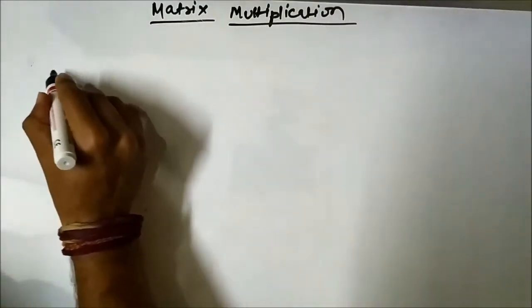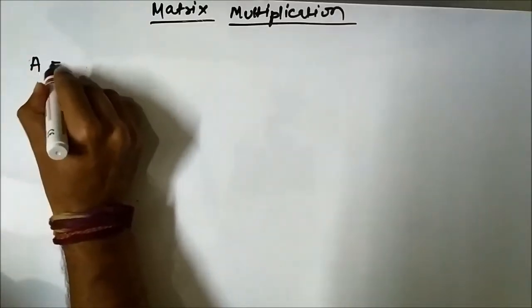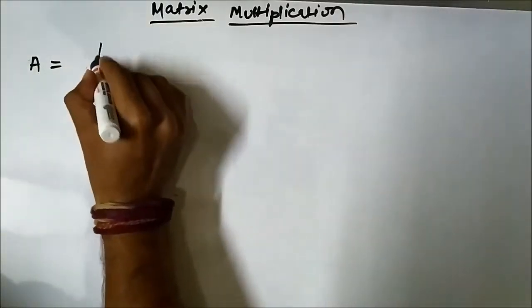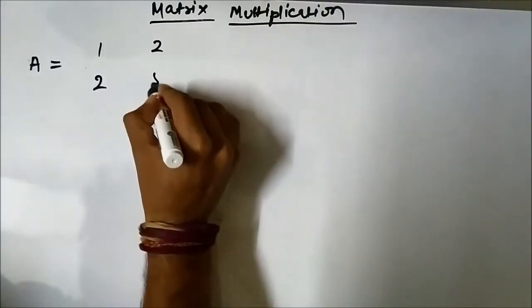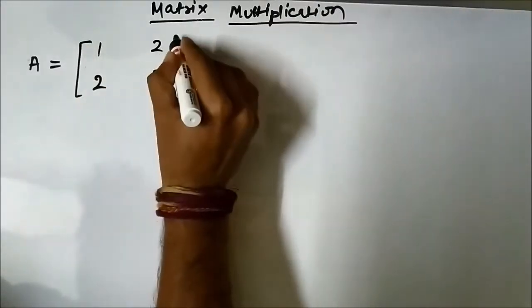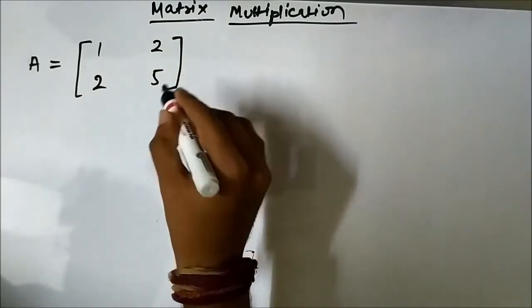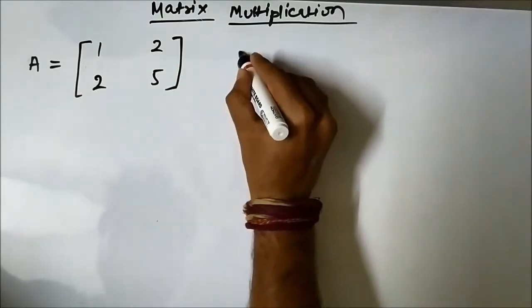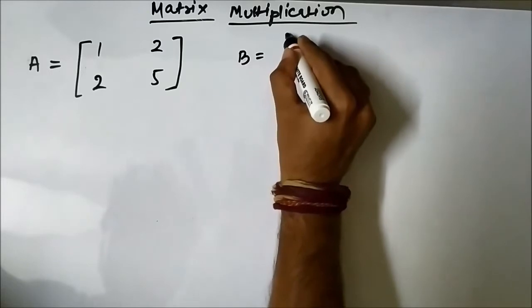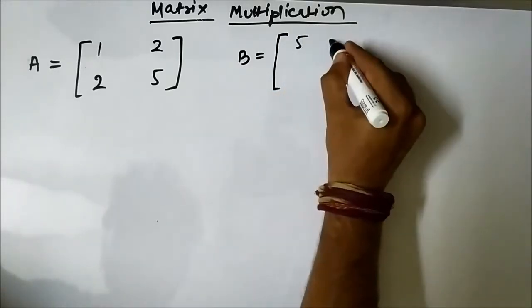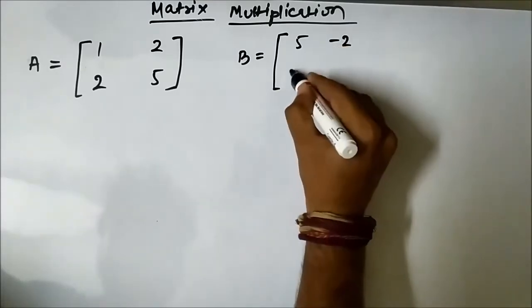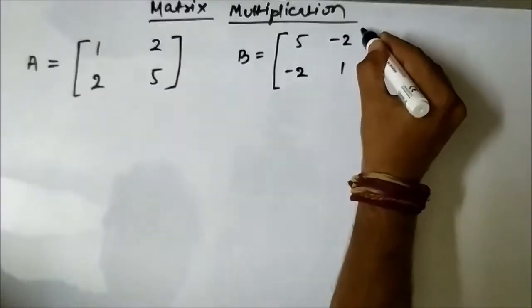Let us say we have a matrix A equal to 1, 2, 2 and 5. This is square matrix A of order 2, and B is equal to 5, minus 2, minus 2, 1.